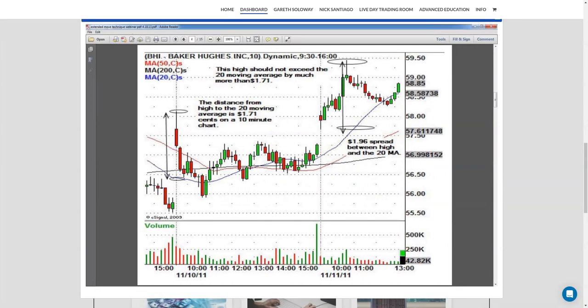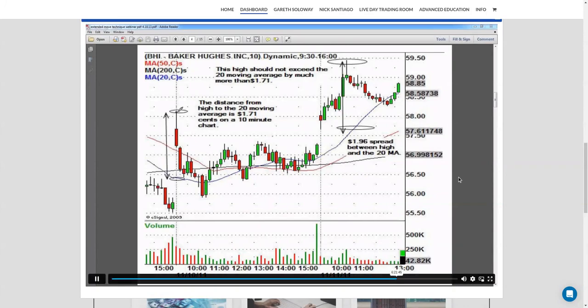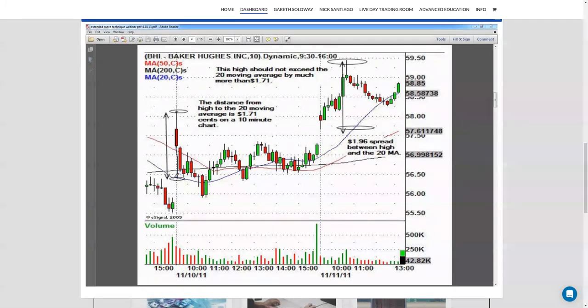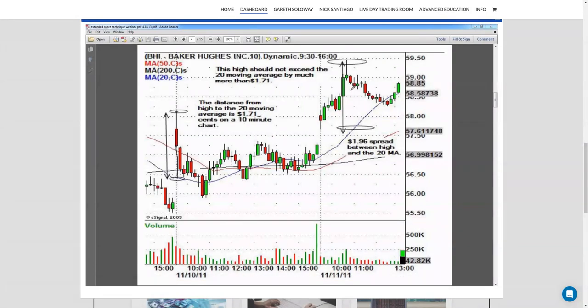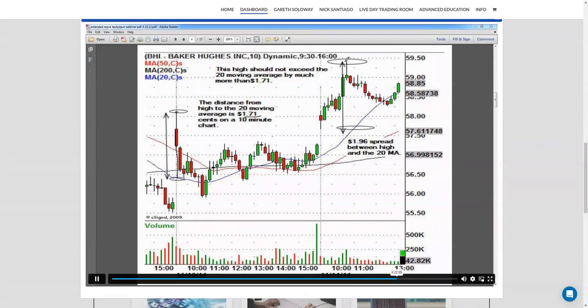Here we have a chart of Baker Hughes. This is just a 10-minute chart. So here's how this works. You take a look at the past. As long as the 20 moving average is somewhere in the same vicinity, you look at when the stock got most extended. And all you do is take the high, draw a straight line down to the 20 moving average, and you calculate that distance. And you know that the market is going to probably stall out around the same distance. In this case, $1.71. Here you can see if you take the high to the low, we get a $1.96 spread in between the 20 moving average and the high pivot.